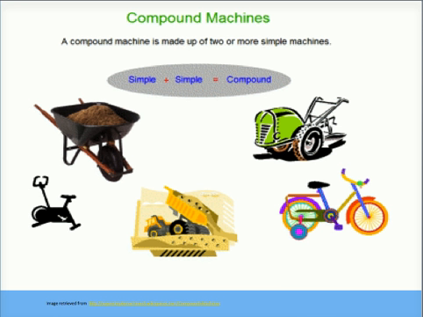When two or more simple machines are combined, you have what is called a compound machine.